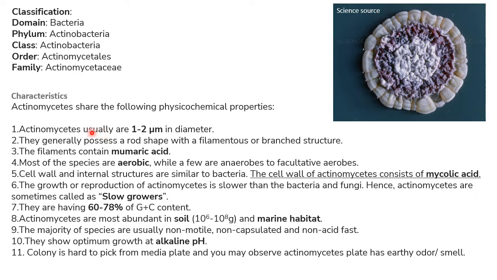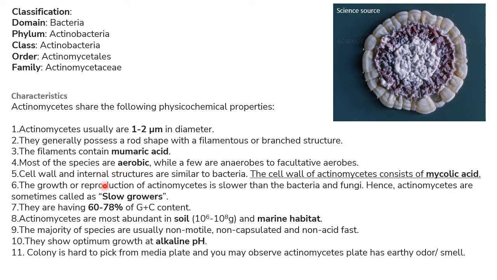The cell of actinomycetes is around 1 to 2 micrometer in diameter. They generally possess a rod shape with a filamentous or branched structure. The filaments contain muramic acid. Most of the species are aerobic, while a few are anaerobic to facultative aerobes.